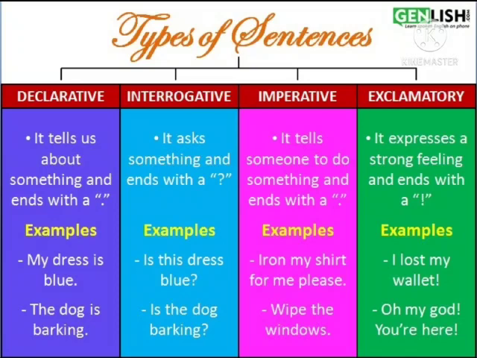Then we have imperative sentences. Imperative sentences tell someone to do something. It means when we are telling someone to do something, it may be a command, it may be a polite request, it may be advice, and it ends with a full stop. For example, iron my shirt for me please. Now here is a humble request. So it is an imperative sentence.